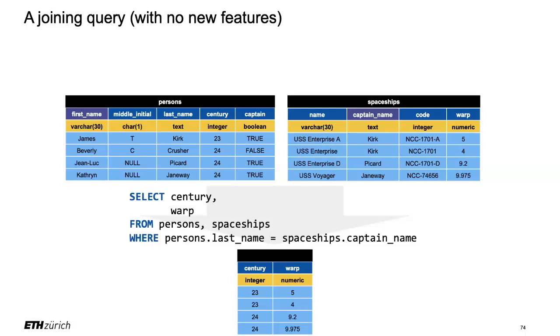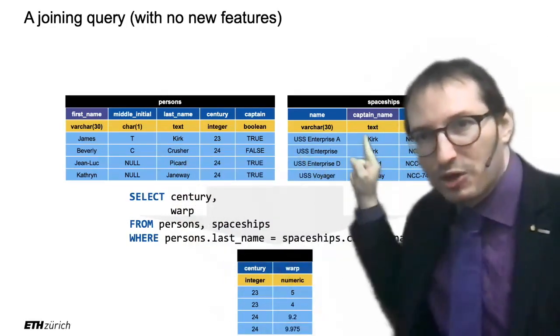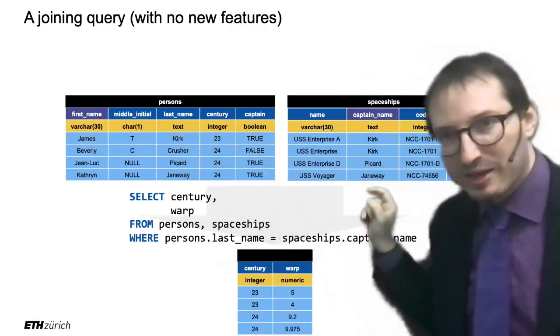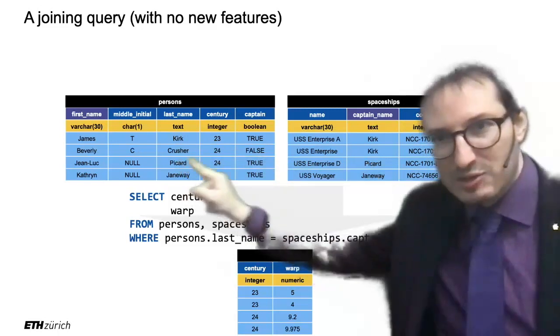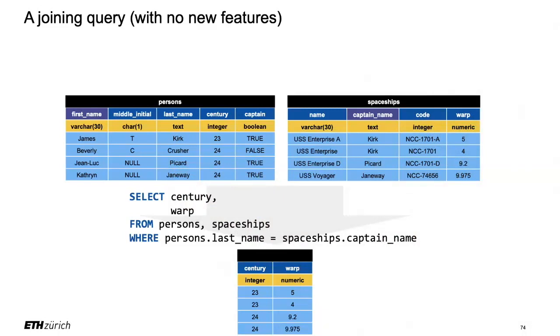In these 16 records, I filter for those where the person's last name is the same as the spaceship captain name. This is where the join happens. Again, it's a theta join because I specify the predicate explicitly. So I'm associating this Kirk with this Kirk, that's the second match, Picard with Picard, that's the third match, and Janeway with Janeway, that's the fourth match. So I have 4 matches. Out of the 16 in the Cartesian product, 4 survive.